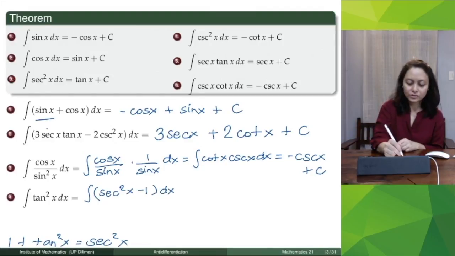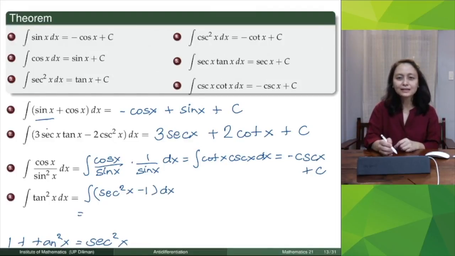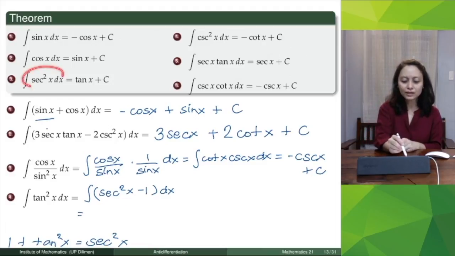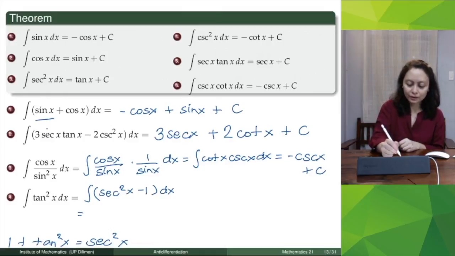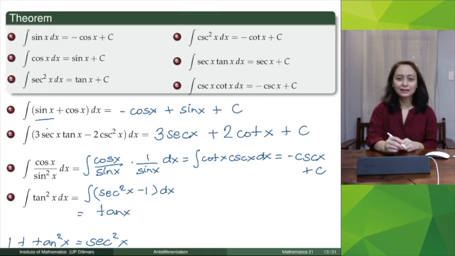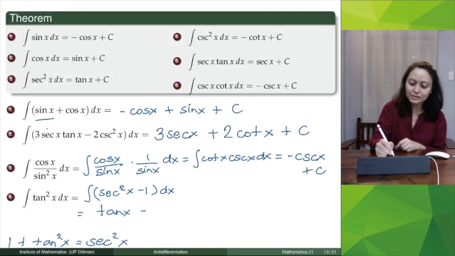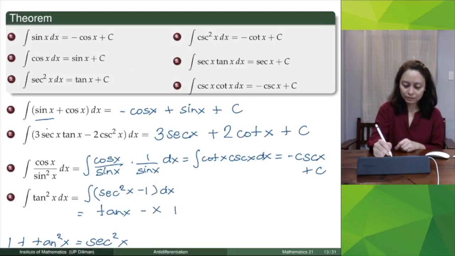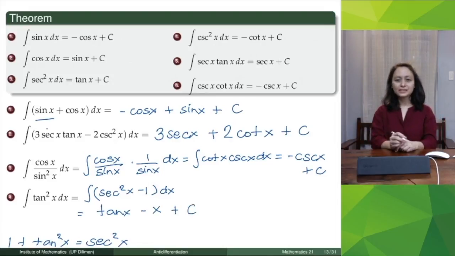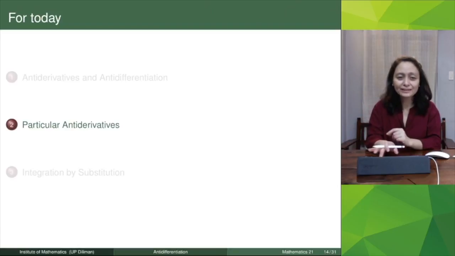Okay? So now, you can get the antiderivative of each of the terms. Antiderivative of secant squared x dx is tangent x. Okay, so you have tangent x minus antiderivative of 1 dx. So minus antiderivative of 1 is x. And syempre, huwag kakalimutan yung plus c. Okay? Next, we go to particular antiderivatives.